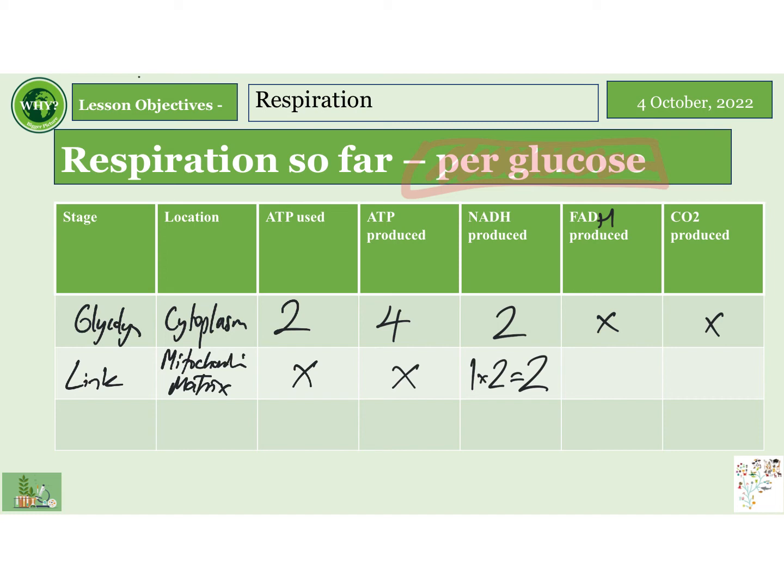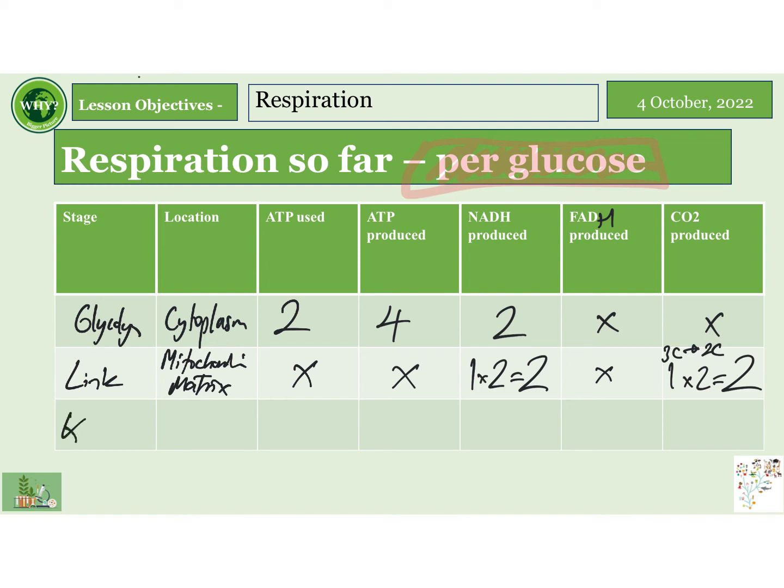So then, are there any FADHs produced? No. Are there any carbon dioxides produced? Yes, there's 1 per pyruvate, because it goes from pyruvate, which is a 3 carbon, to acetate, which is a 2 carbon, but it happens twice, so there are 2.